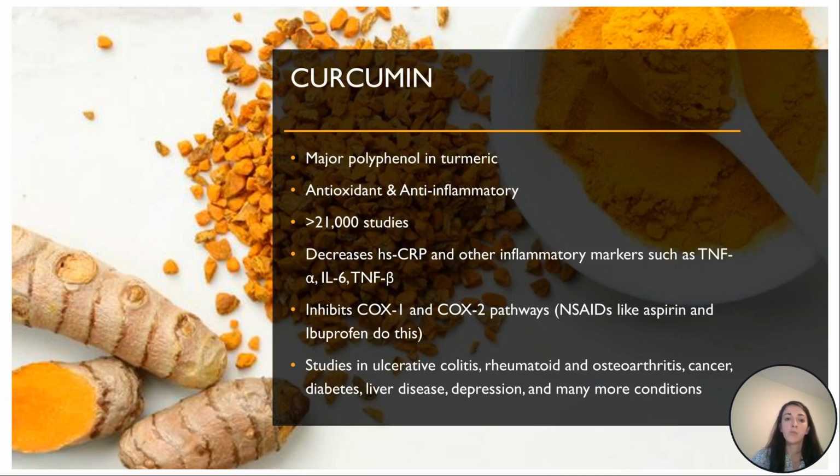So curcumin is one of the most well-studied natural compounds out there, more than 21,000 studies on this. It is the major polyphenol found in turmeric, and it's most known for its anti-inflammatory and antioxidant activity. And it has been shown to decrease that hsCRP marker as well as other inflammatory markers. It works on a few different inflammatory pathways, same ones that some NSAIDs are working on to reduce inflammation. And there are, as I said, tons and tons of studies.